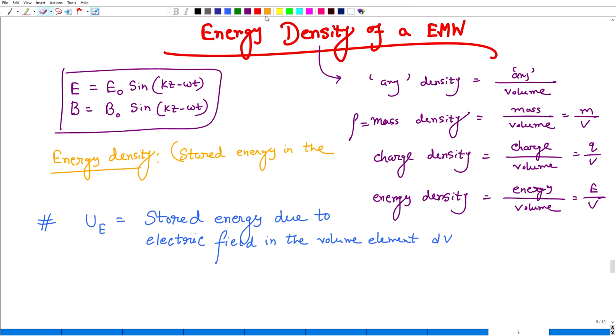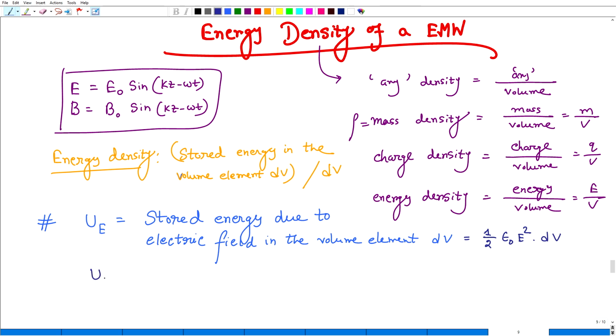As I discussed before, now if I divide it by the volume, then it will be the same thing, the energy density, that means per unit volume, we divided by the volume. So, this is the UE, stored energy due to the electric field in the volume element dV. So, the form is half epsilon naught E square dV. E is the electric field.